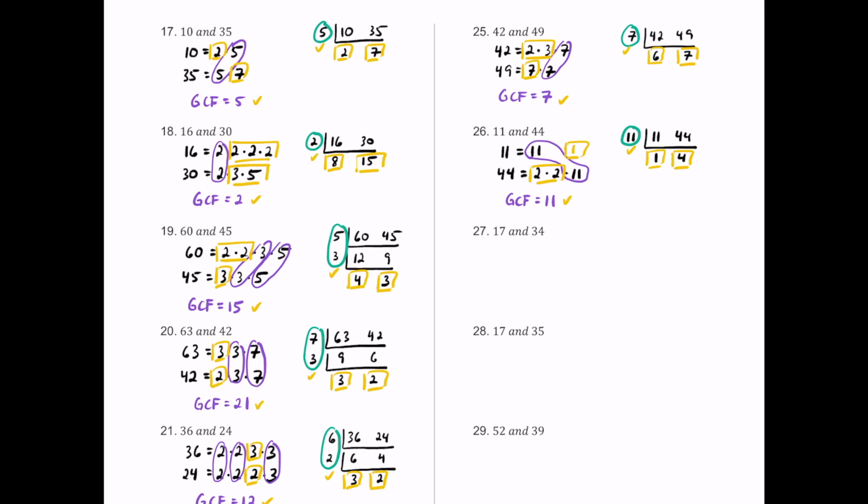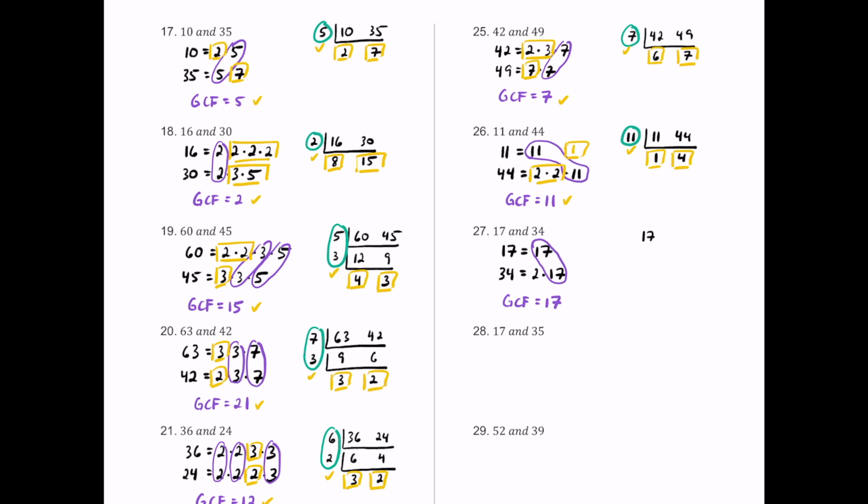For 27, we have 17 and 34. 17's prime factorization is just 17 because it's a prime number. And then 34 is even, so it actually breaks into 2 times 17. And so, surprise, surprise, they do have a 17 in common. So if we go ahead and circle the 17 with the 17, then the GCF we can see is 17. It's similar to 26, where the smaller number happens to be the GCF just because 34 is a multiple of 17, or 17 is a factor of 34.